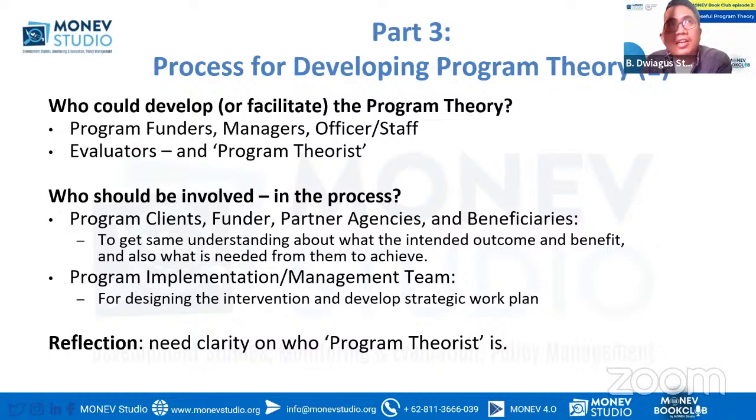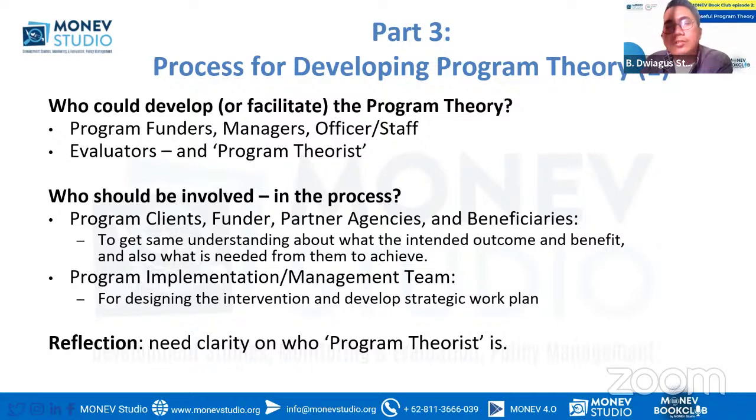I just found the program theorists terminology quite interesting. Maybe Prof. Patricia could explain more later on. Sometimes I'm curious who actually these program theorists are. Is it somebody who is an expert in the subject matter, in the sector, that we can tap into their knowledge somehow? But actually, the most important thing is that we should involve the program client, partner agency or beneficiary, and funders in the discussion and development of the program theory.